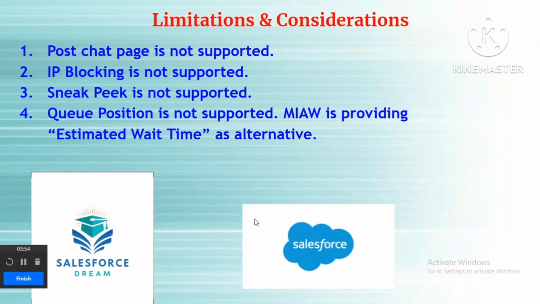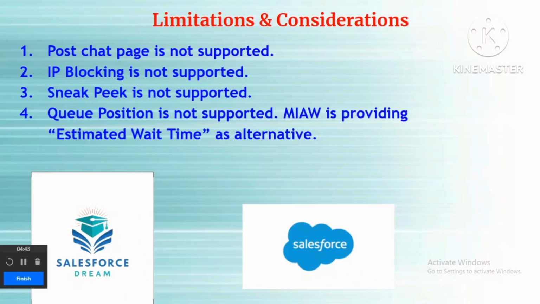The second limitation is that IP blocking is not supported. In legacy chat, the old chat, if a customer connected with a bot or an agent is abusing or misbehaving, then the agent or supervisor has the power to block that chat with the help of the IP address. Now this is not supported in MIAW. According to Salesforce, an IP address is not a unique identification, but if someone still wants to achieve this functionality, they can do it with the help of hidden pre-chat fields and a custom object.